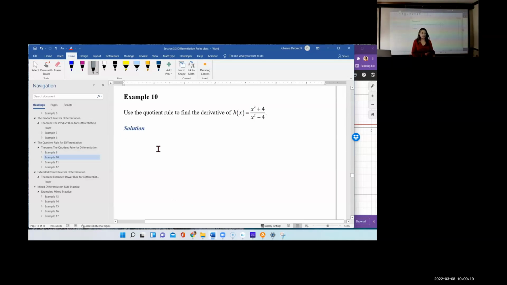This is example 10. So I'll give you guys a minute and I'll take a minute. We'll both work them and then we can compare our answers. All right, so take a moment and go ahead and work it out. Remember the formula, which is f prime g minus g prime f over g squared. And this time you don't have to write it out formally. I will, but you don't have to.